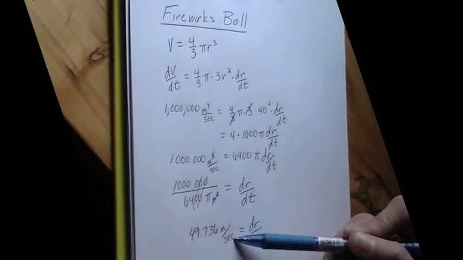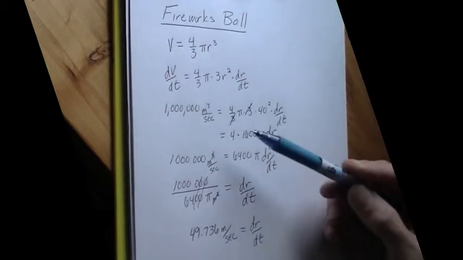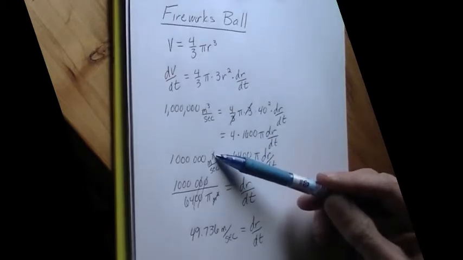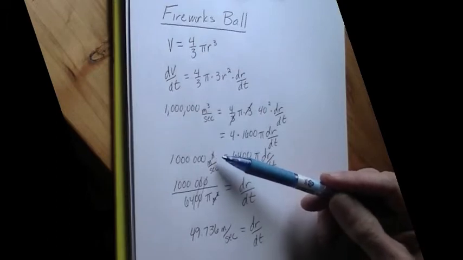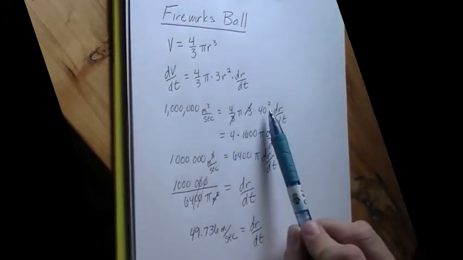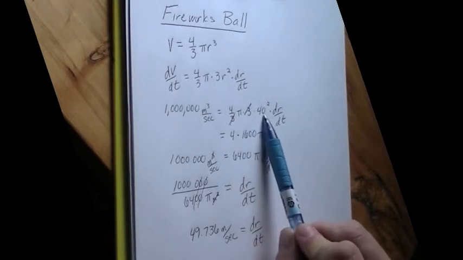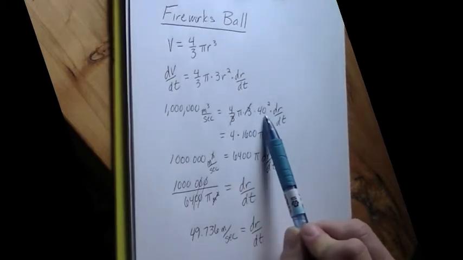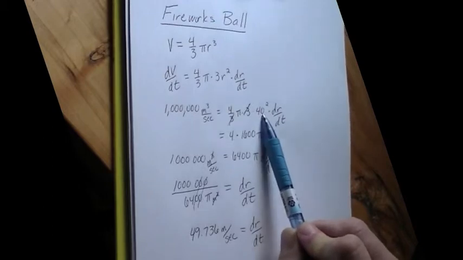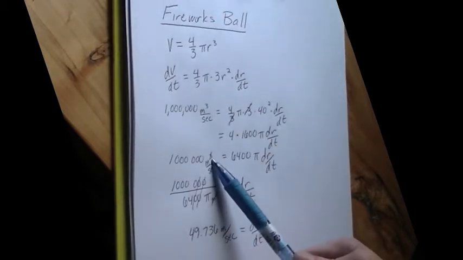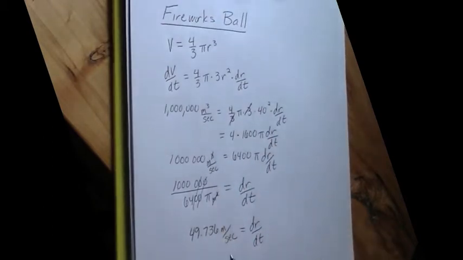So meters per second are my units. Notice the volume was changing by cubic meters per second, and when I divided by this number, I was actually dividing by square meters because I was dividing by radius squared, and so the square meters cancels into the cubic meters and leaves me with meters per second.